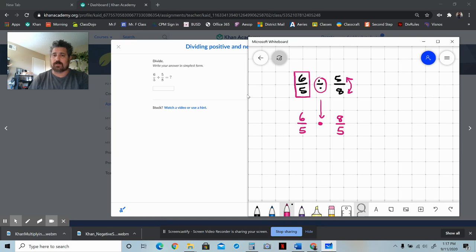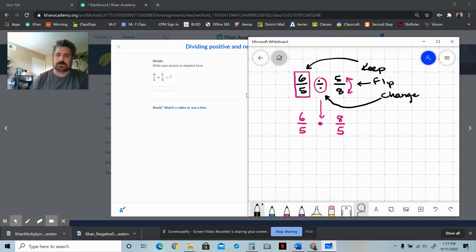You just take the one on the right, flip it top to bottom, and change your division to multiplication, and make sure that the one on the left stays the same. So that's why sometimes my teachers might have said keep, flip, change. And what that basically means is you keep the one on the left, that's the one that stays the same. You flip top to bottom on the thing you're dividing by, and then you change your division into multiplication. All right, keep, flip, change. So that's how it works.